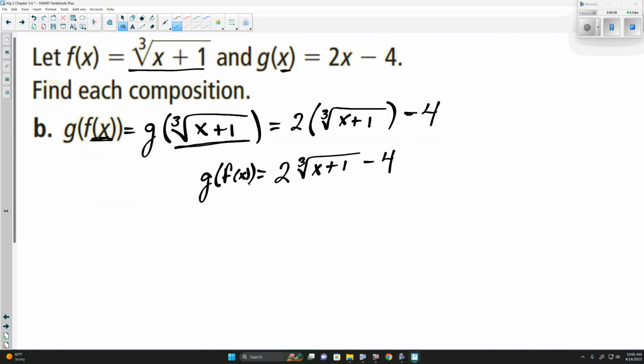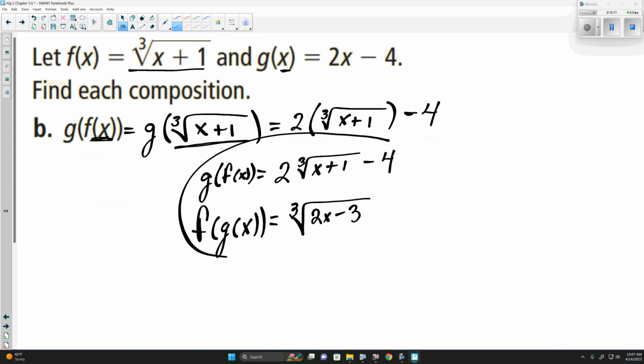Any questions on any of this here? Is f of g of x or g of f of x here the same thing? Do we get the same value or same equation? No. Because f of g of x on the last one was the cubed root of 2x minus 3. These two here are vastly different equations.